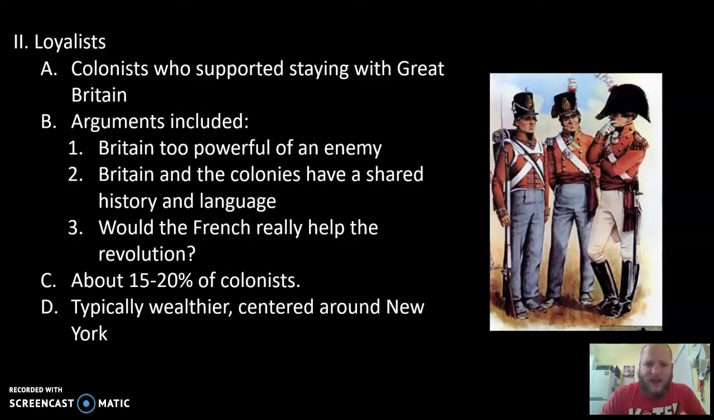And it's not just a handful of people that support this idea. There's about 15 to 20% of the colonists that are definitely loyalists. Typically, these people are wealthier. I mean, if you're wealthy, typically you don't want to change things up because you might lose your wealth. We do see a good portion of loyalists centered around New York City, specifically at this time.